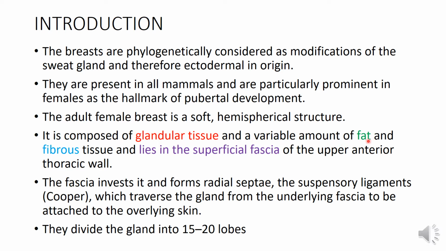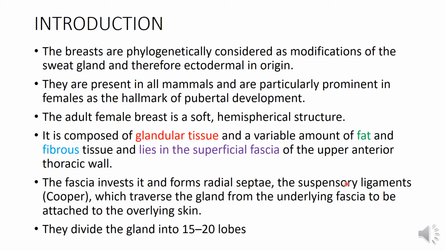The adult female breast is a soft hemispherical structure. It is composed majorly of glandular tissue, a variable amount of fat, and fibrous tissue, and lies in the superficial fascia of the upper anterior thoracic wall. So majorly you have the glandular tissue, fatty tissue, and then the fibrous tissue, and then the location is in the superficial fascia of the upper anterior thoracic wall.